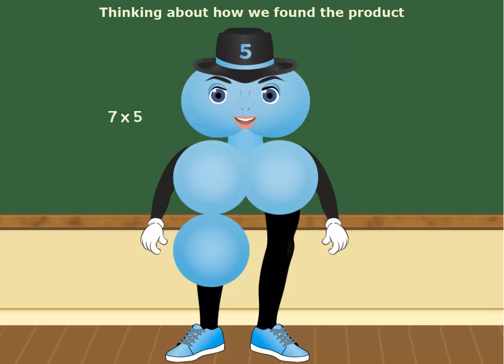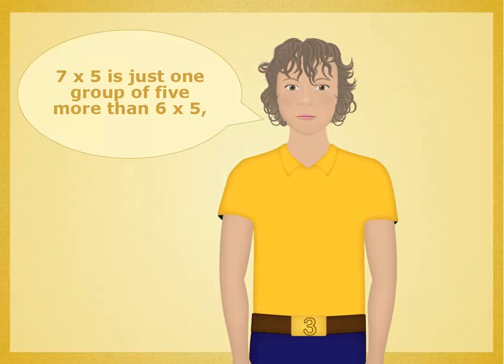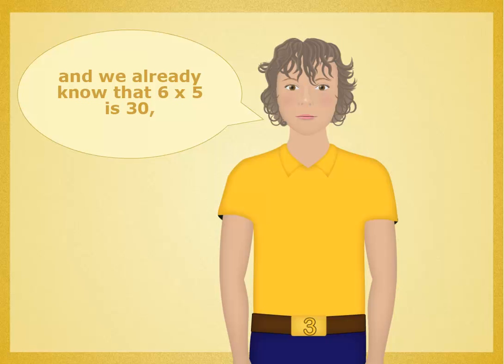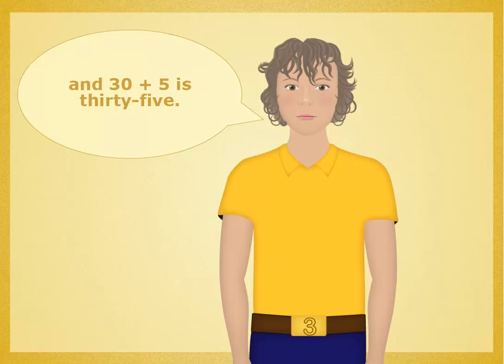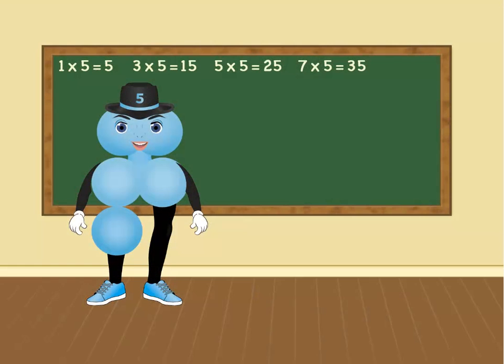Thinking about how we found the product for the last two facts, who can tell me how we might find the product for this fact? 7 times 5 is just one group of 5 more than 6 times 5. And we already know that 6 times 5 is 30, and 30 plus 5 is 35. So 7 times 5 is 35. My, you guys are good.